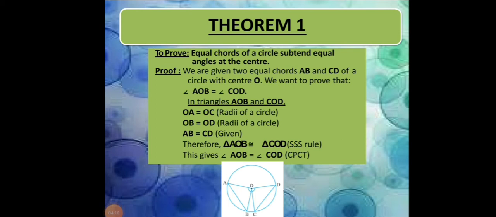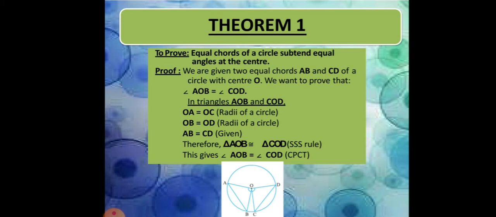Now we shall study some important theorems related to circles by providing proofs concept-wise. Let's study this concept one by one. So the first theorem is: equal chords of a circle subtend equal angles at the center. Let's start the proof. We are given two equal chords AB and CD, as you can see in the figure of a circle with center O. And we have to prove that angle AOB is equal to angle COD.